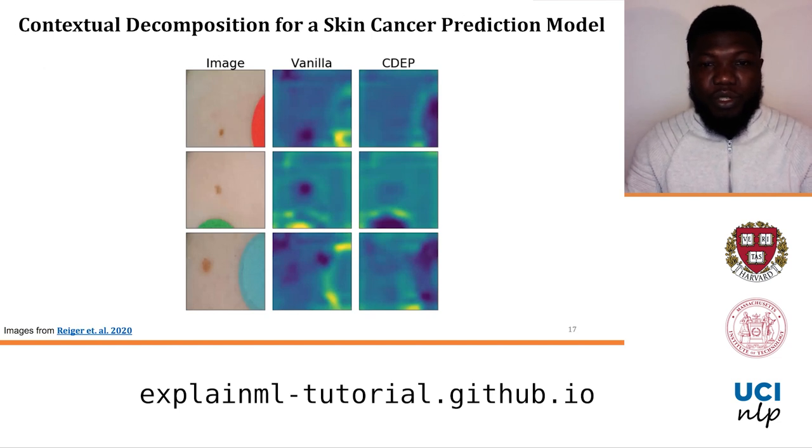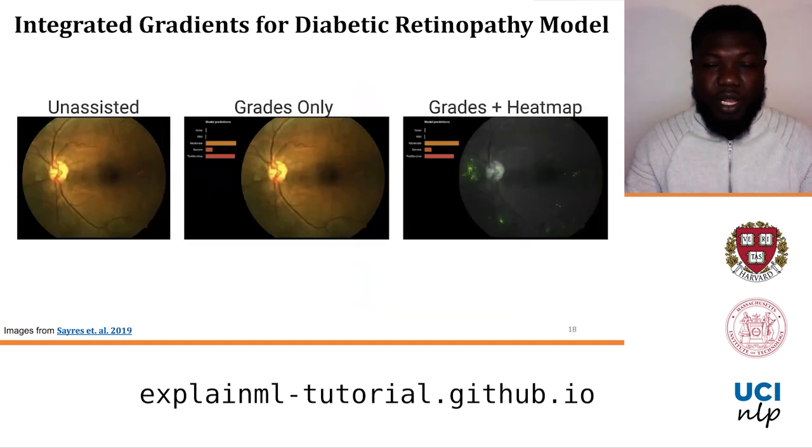Moving to a different setting, we're showing a contextual decomposition feature importance for a model trained for skin cancer detection. And interestingly here, the authors also found that penalizing the contextual decomposition feature importance explanations during training led to models that were less reliant on spurious correlations. Here we're showing an integrated gradients heat map for a diabetic retinopathy model. And in this case, a study was actually conducted with ophthalmologists, and it was found that the heat map helped improve the ophthalmologist's performance on grading some of the diabetic retinopathy images.